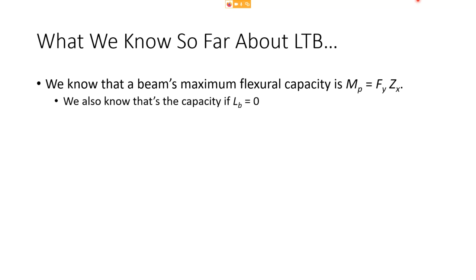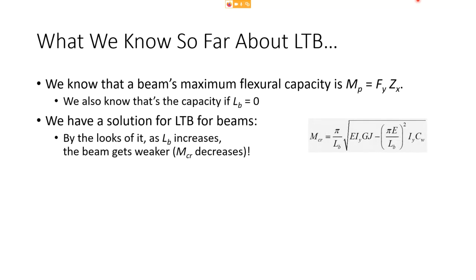If you were to plot the capacity on the y-axis and the unbraced length on the x-axis, at an unbraced length of 0 you should have the maximum capacity. And then what happens past that? Well, we do have a solution for lateral torsional buckling. We derived that last time using those differential equations that I showed you. We don't really need to get into the guts of that derivation. I just want you to know that this is the answer that we came up with.